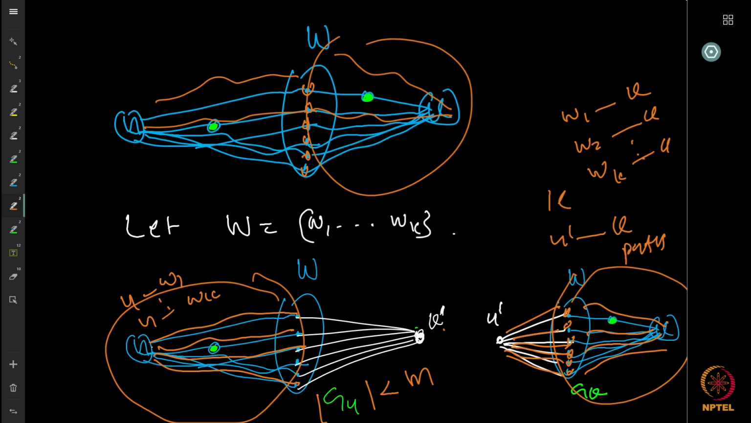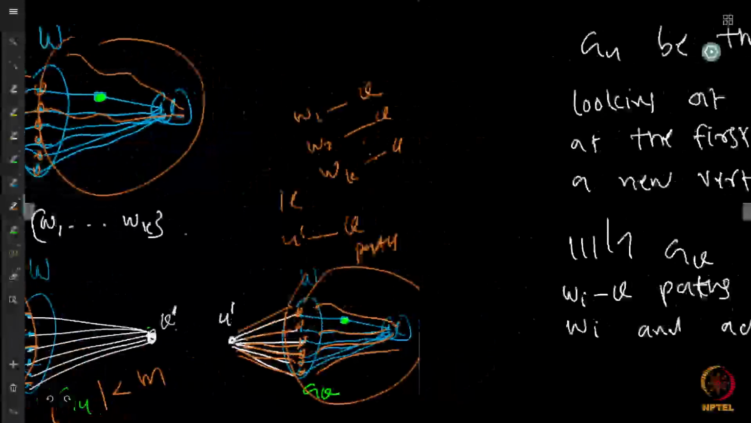So I get internally vertex disjoint paths from U to V through W1, through W2, through WK. I have constructed K paths from U to V in the graph, which are all internally vertex disjoint. So that is the proof of case 3, and therefore we finish all the cases.